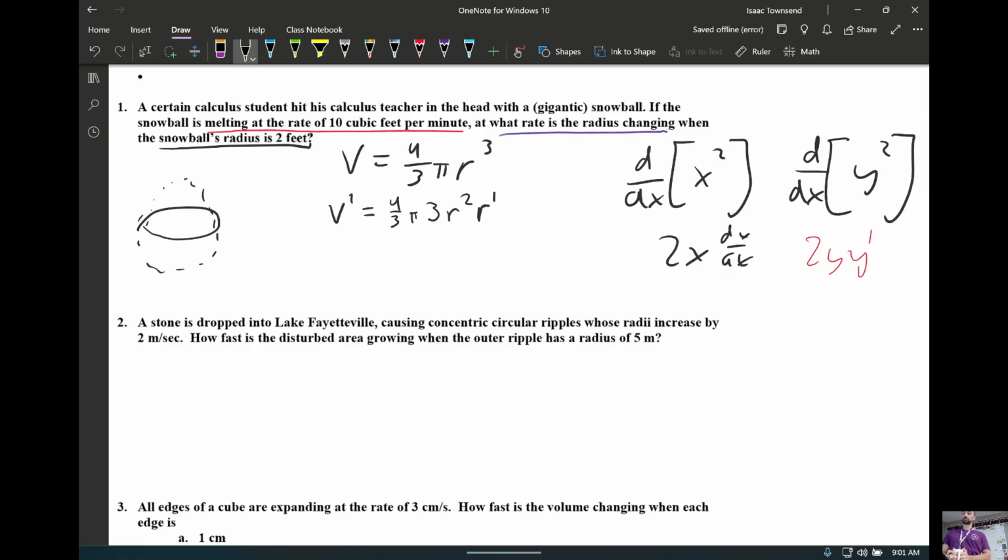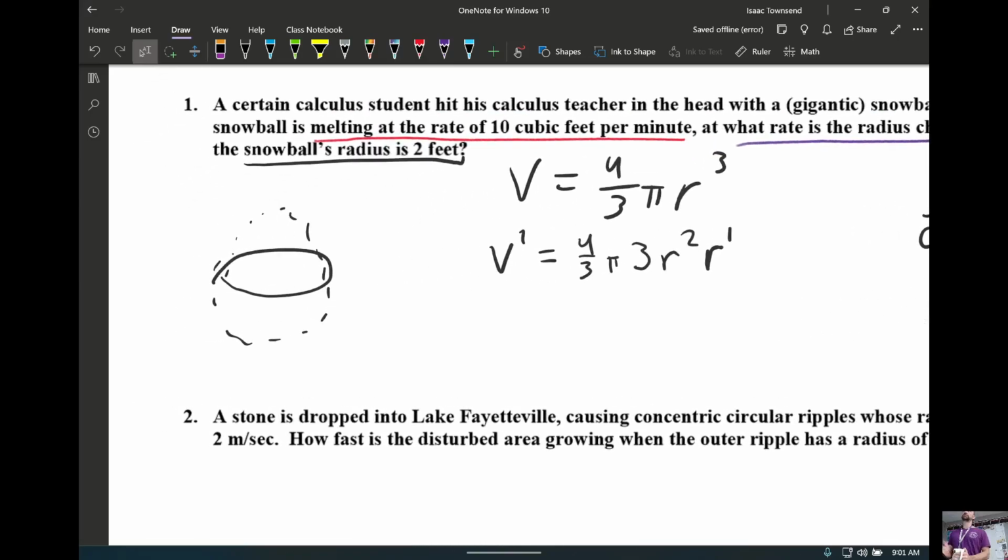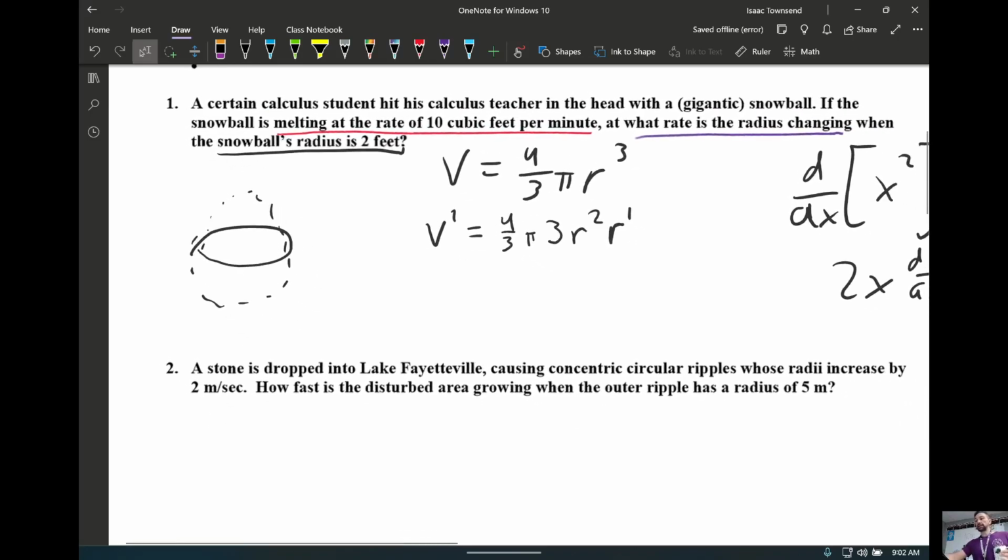You don't have to do anything with the four-thirds pi. That's the constant multiple rule. You can always just pull it out front and do the derivative behind that. Okay, so then what you hope is that all this information in here, so I started to underline it, you're probably going to need to use all of this.